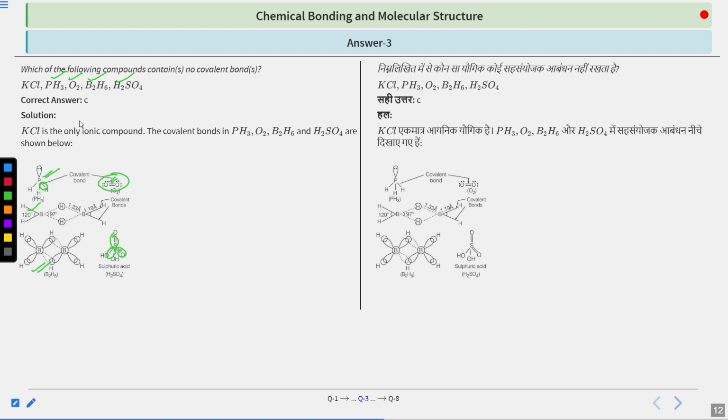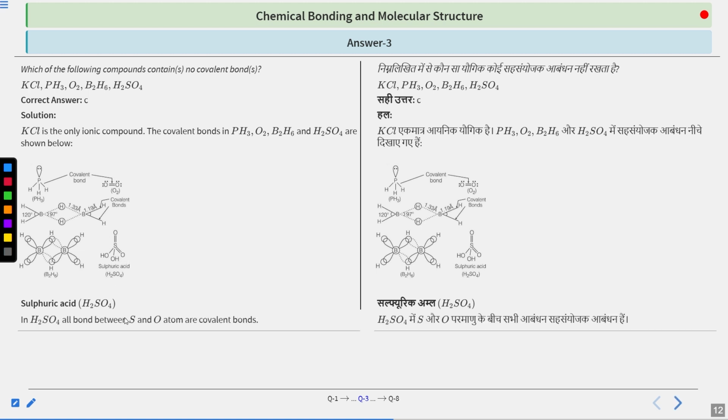Now moving on to the next question. So this is your sulfuric acid. One thing is left here: in H2SO4, all bonds between S and O are covalent. It is mentioned here in terms of its literal meaning. Now moving on to the next question.